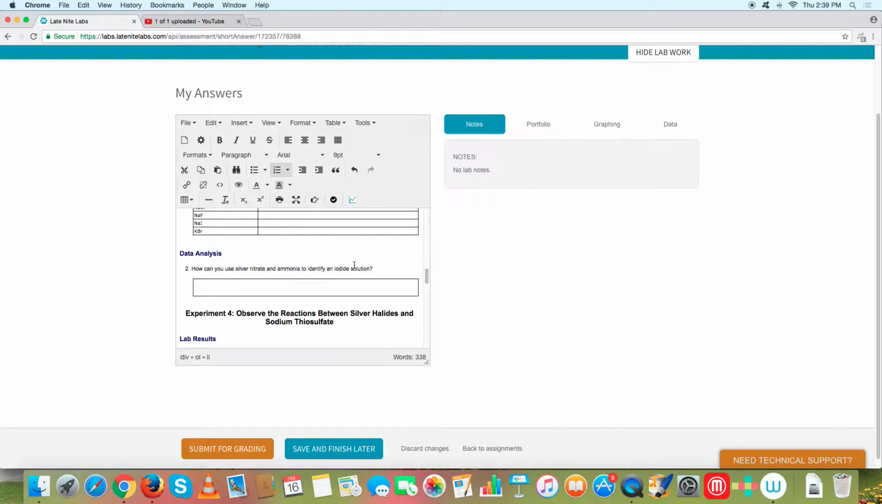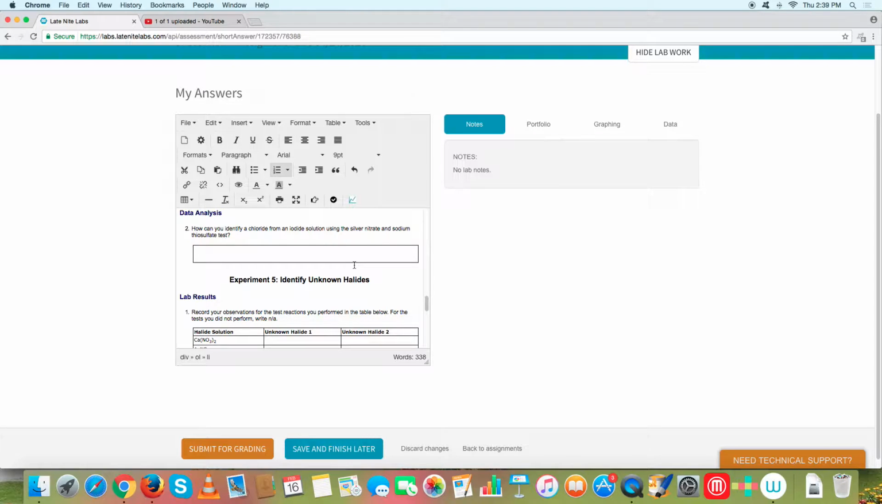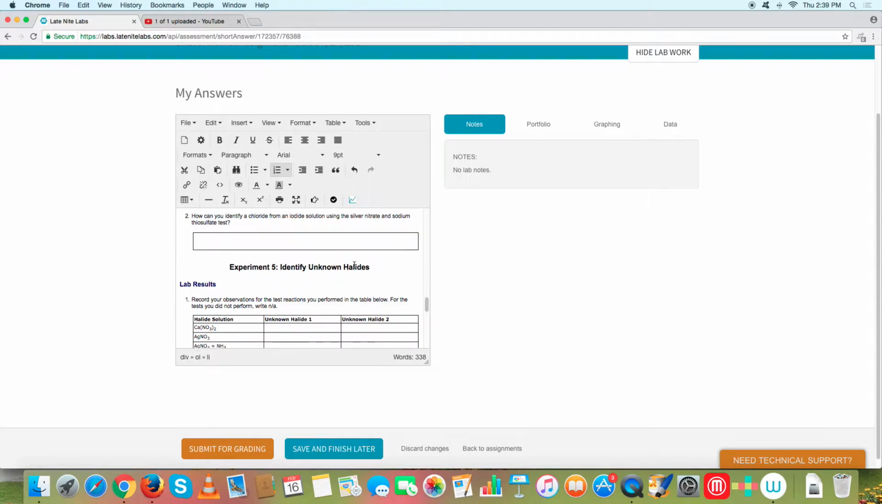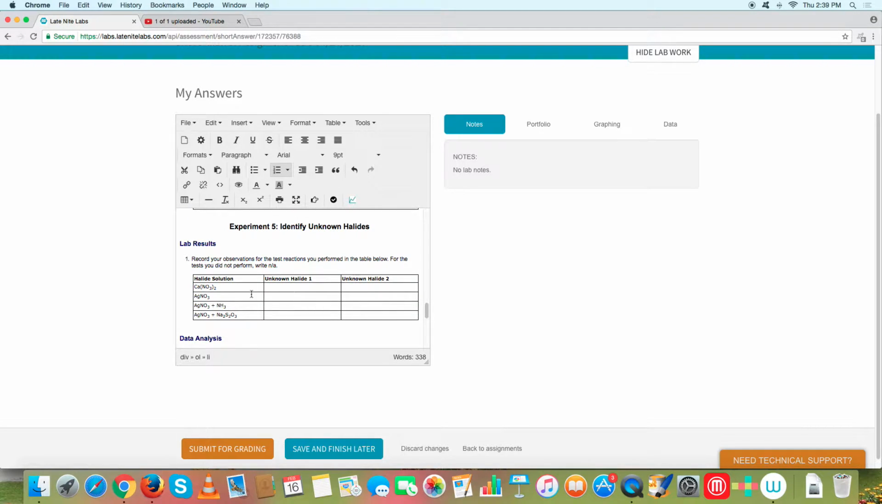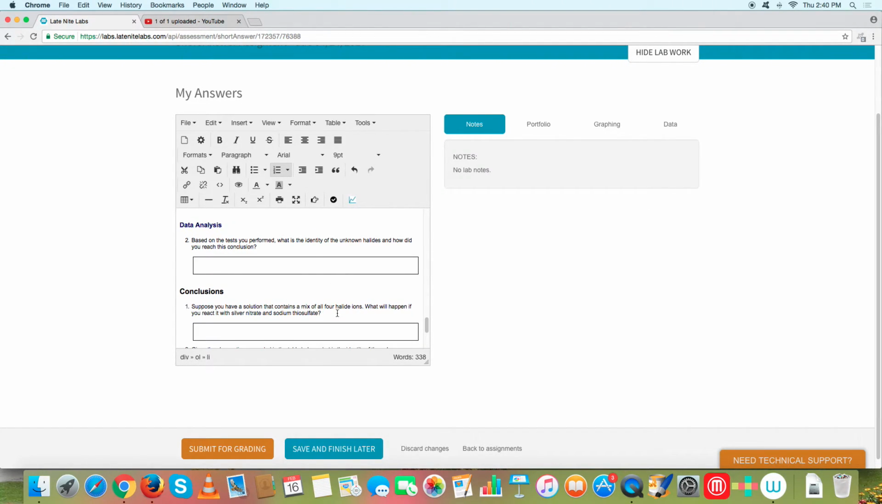Now, after you've done all that, you'll actually be able to do an unknown as well, two unknowns actually, and you'll follow a certain procedure for those. You'll get certain results, and from those results you will be able to identify what those unknown halides were. Alright, so that's it.